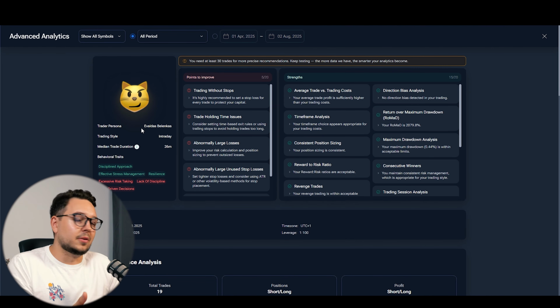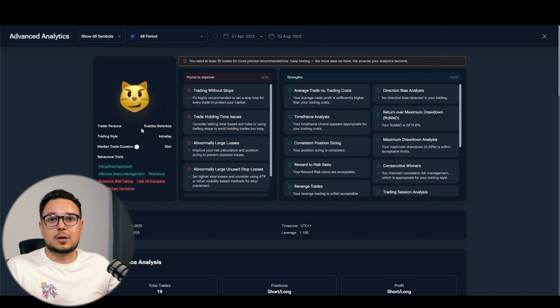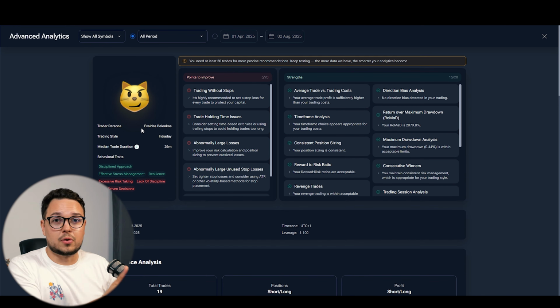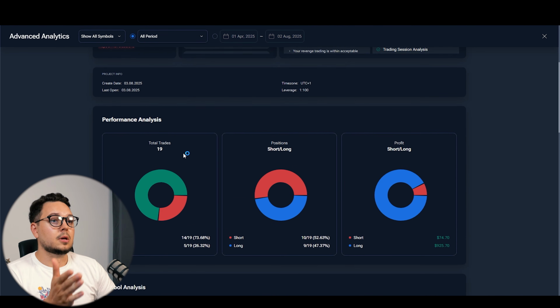So the data is obviously not going to be the best as possible, but you can place as many trades as you like. And if you take this seriously, you should have hundreds of trades. You need to test it properly. So we can move on.